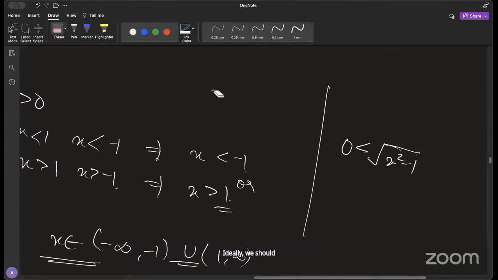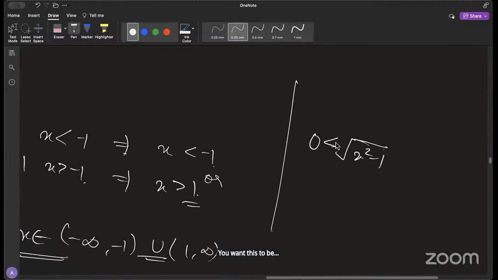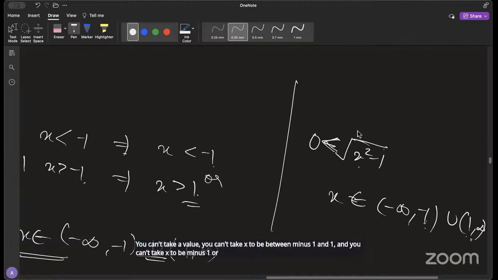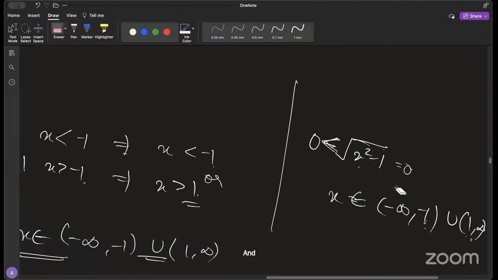Ideally, you should be taking the same set here. You want this quantity to be greater than 0, and I'm assuming that I'm taking it from the domain only. So that would mean that I should not be taking x, I should be taking from minus infinity to minus 1 union 1 to infinity, right? Because between -1 and 1, this is not valid. You can't take x to be between -1 and 1, and you can't take x to be -1 or 1 because this then will give you 0. And we can't take it to be 0, right?